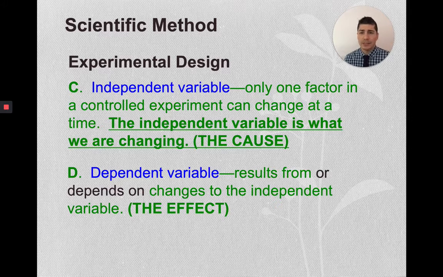In an experiment, guys, we also have two different variables, and we're going to go over some examples of these as well. We're going to have an independent variable and a dependent variable. The independent variable is going to be our cause, and the dependent variable is going to be the effect. Let me give you a quick story.